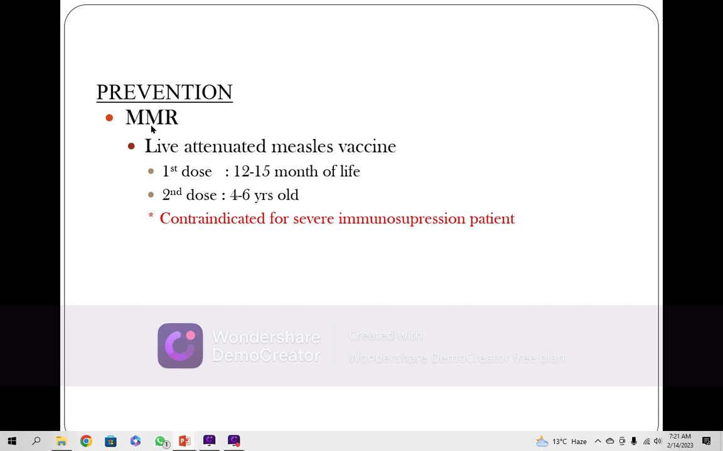Prevention with MMR: measles, mumps, rubella. Live attenuated measles vaccine. First dose is at 12 to 15 months of life, and second dose is at 4 to 6 years old. It is contraindicated in severe immunosuppression because it is live attenuated measles.